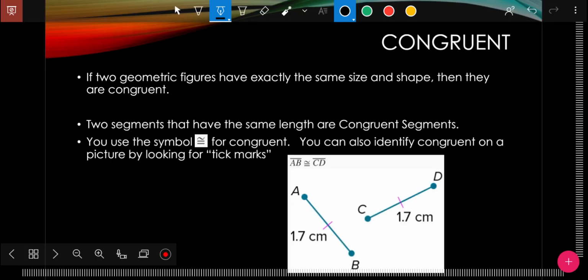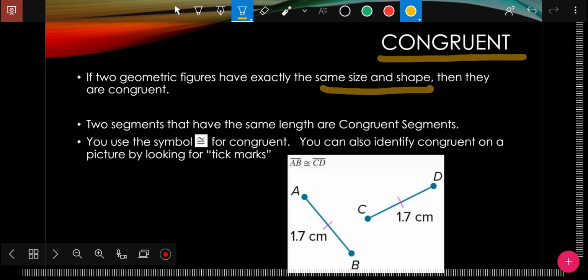Last vocabulary word you need to get today is the word congruent. So make sure you get this word congruent into your notes. What does congruent mean? Just this part right here: same size and shape. So if two segments have the same size and shape, I mean they're segments, they have the same shape, so they have the same size, and then we call them congruent.